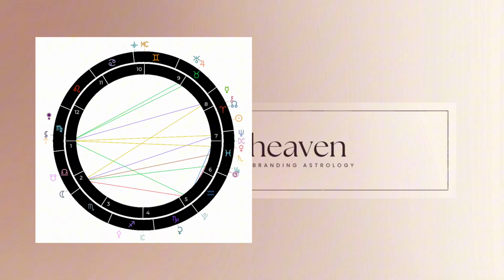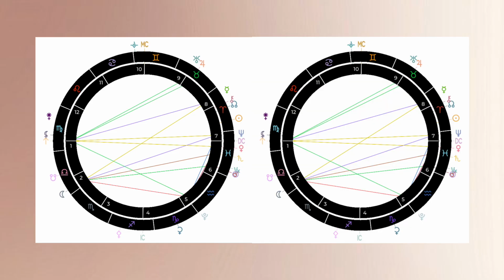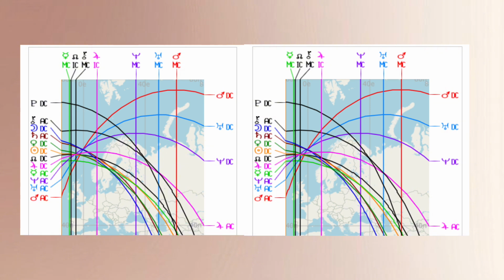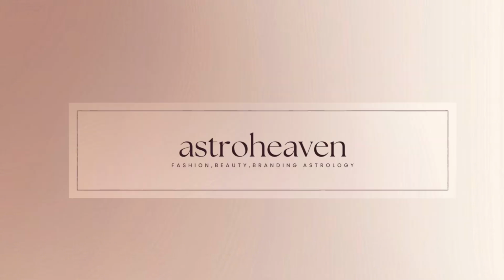Astrocartography is a form of locational astrology. It's essentially when your birth chart is mapped against a world map to find out which planets on Earth resonate most with you, according to how they're interacting with each other in your chart.